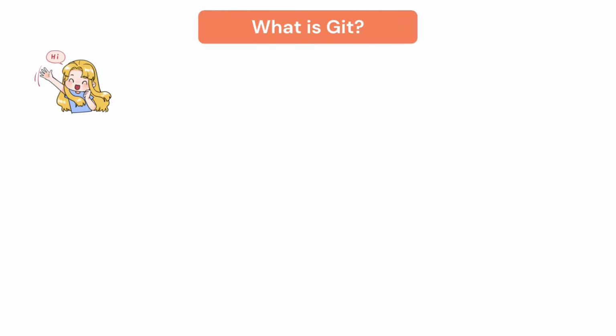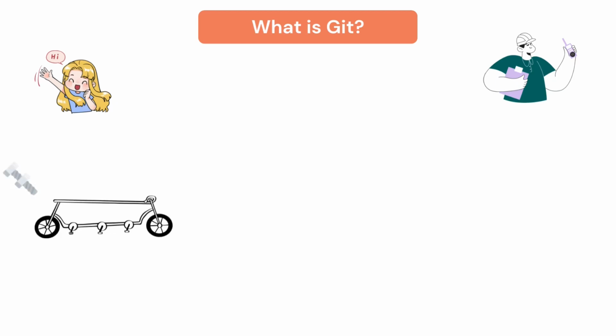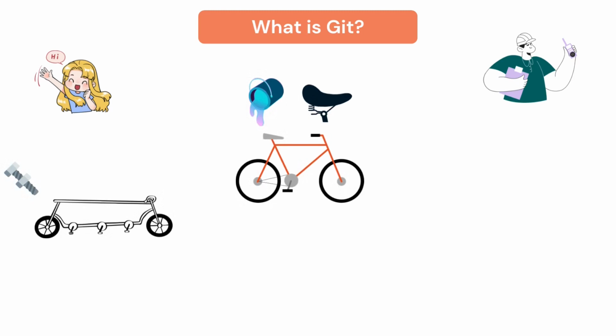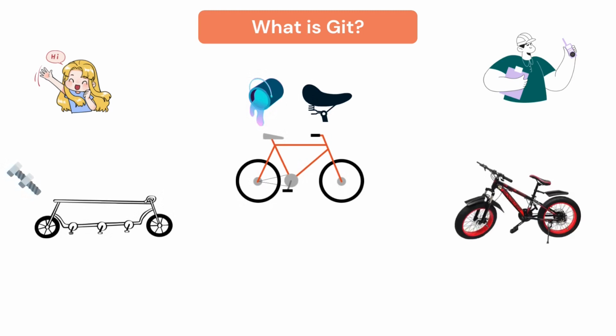About what is Git. Imagine that you and your friend are building a bicycle from scratch. First, we make the structure of the bicycle using metals, nuts, and bolts. Then, we add the tires, paint the bicycle, and add the seats. At last, we add the boosters and other extra fittings. Let us name these version 1, version 2, and version 3 of our bicycle.